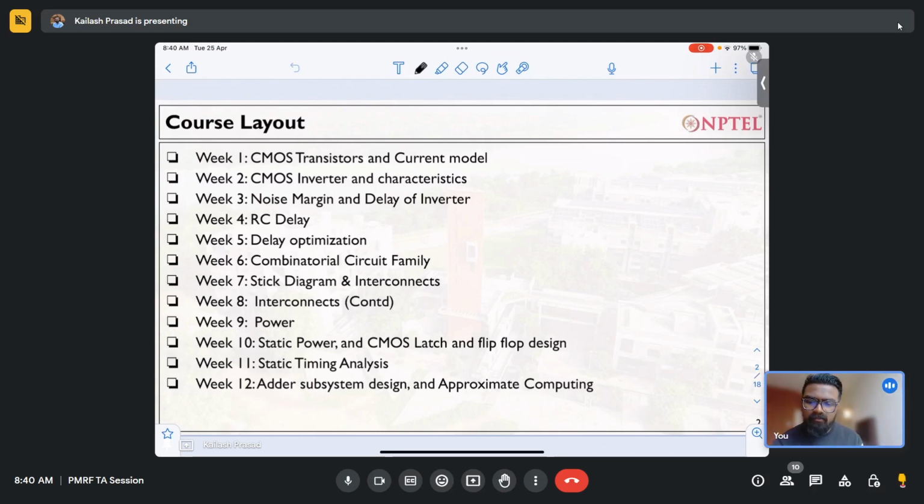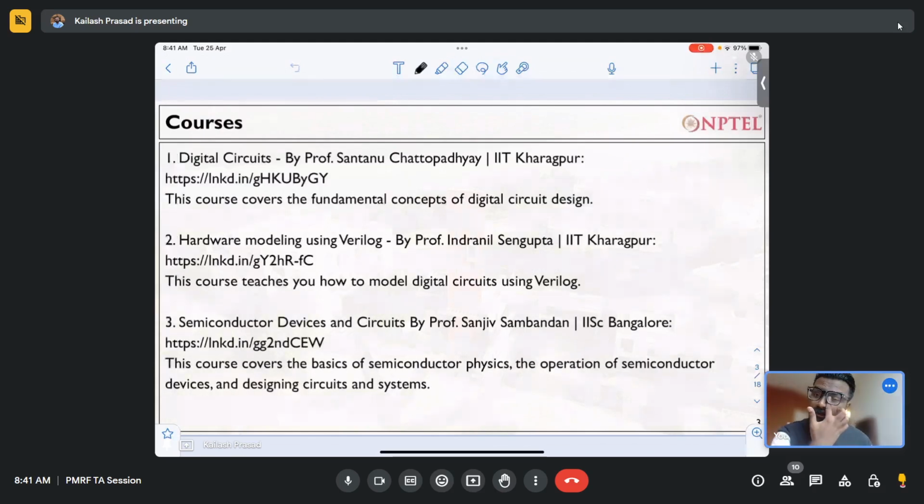And the final part was adder design and approximate computing. I will give a brief overview of approximate computing in the coming slides. Now the question is, what are the set of courses which you have to do to get expertise in VLSI design?